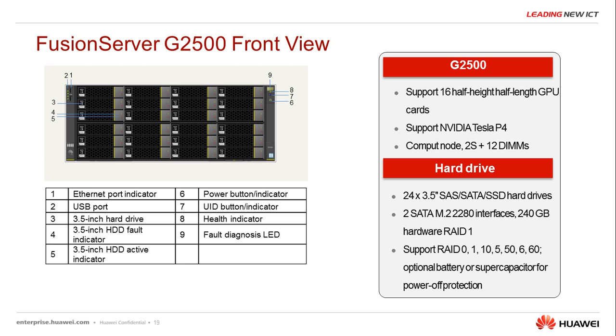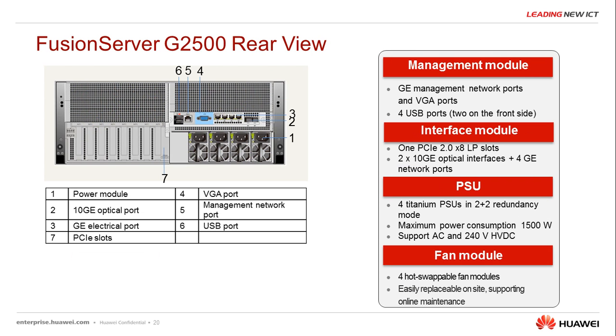The G2500 Intelligent Video Analytics Server uses a 4U chassis that supports 16 NVIDIA Tesla P4 accelerator cards and 2 Intel Xeon E5 2600V4 processors. It can be configured with 12 DDR4 DIMMs and 24 3.5-inch hard drives. G2500 provides 4 fan modules and 4 titanium PSUs, supports N+N redundancy, a maximum power consumption of 2,450 watts, and provides 4 GE electrical ports and 2 10 gigabit Ethernet optical ports.